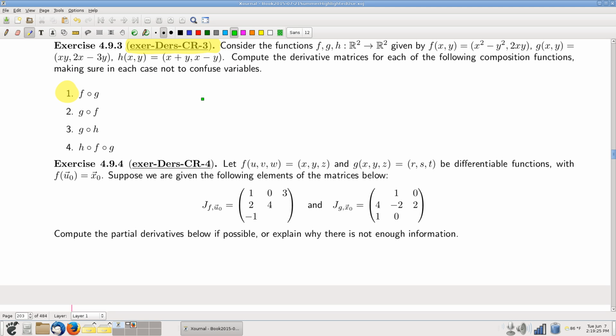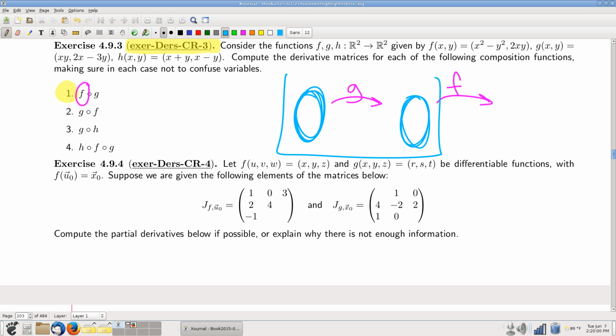So let's look at, I'm just going to do part 1 here, and notice that in part 1, and I'm going to build my little roadmap right here, G acts first, and then subsequently F acts on the outputs. Whatever comes out of G is what F acts on. So we're going to have a confusion of variables problem if I use the same variables for the input of G and for the input of F, because then I'm using the same variable for what goes into G and what comes out of G, and that's not okay. So something's going to have to get rewritten.